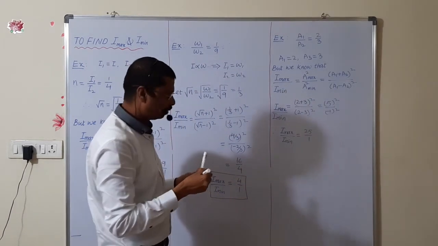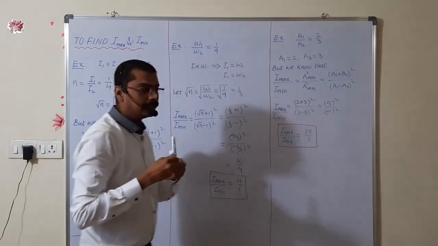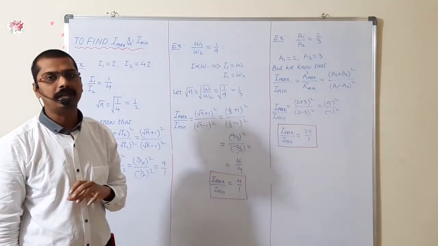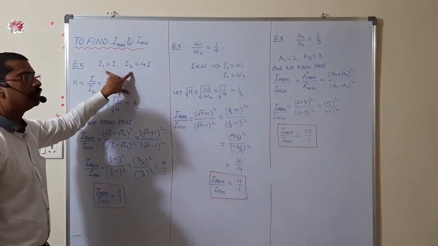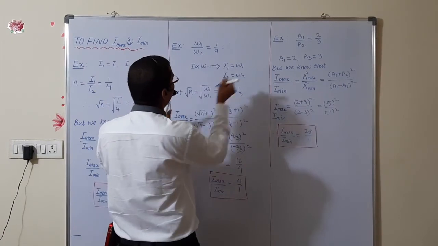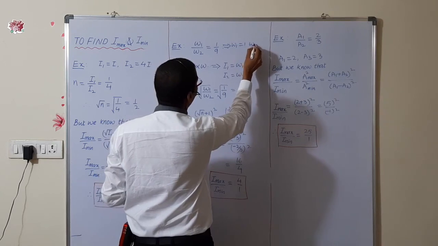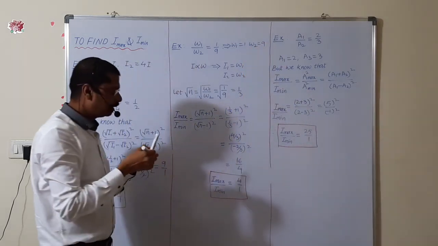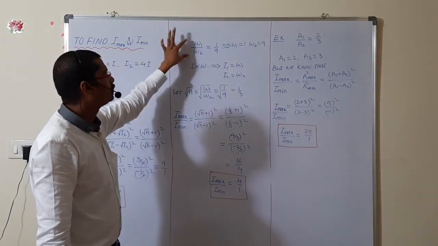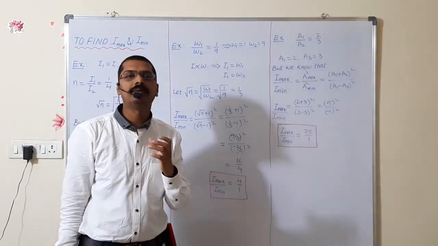This is the way to find the maximum and minimum intensities. Here, only these 3 types of questions we will get to find the maximum and minimum intensity. First question is in terms of individual intensities. Second, in terms of slit width, this value we can write like that, otherwise omega 1 is equal to 1 and omega 2 is equal to 9. This is called slit width. Individual intensities, slit width, and amplitudes. By using these, we can find the maximum and minimum intensity.